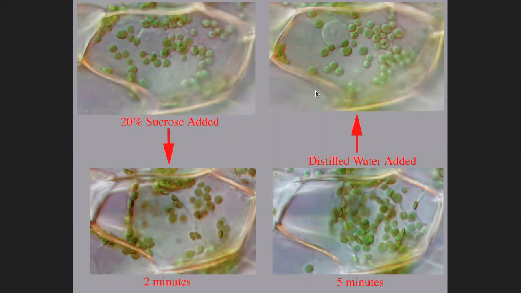Now, if you look at these cells, when you are adding 20% sucrose, that is again a higher concentration outside the cell, you can see the cell shrinking. So the water is moving out of the cell, and these structures that you see, which are shown in green, I suppose they are chloroplast structures. So they are coming close to each other. That means this cell is shrinking.